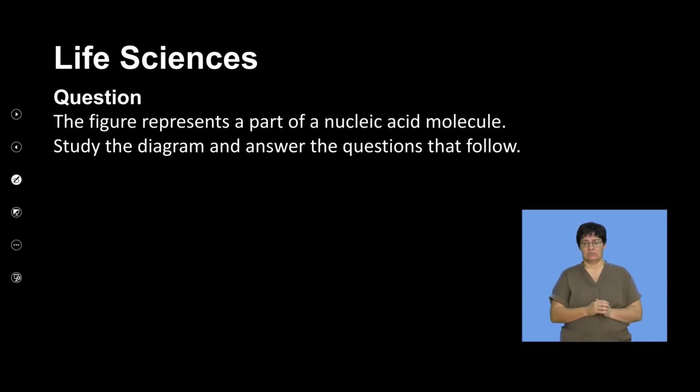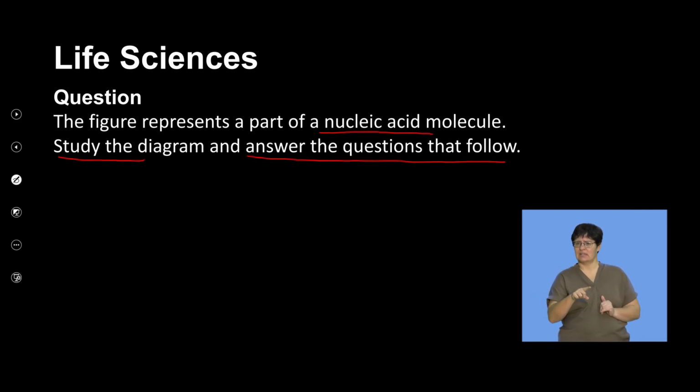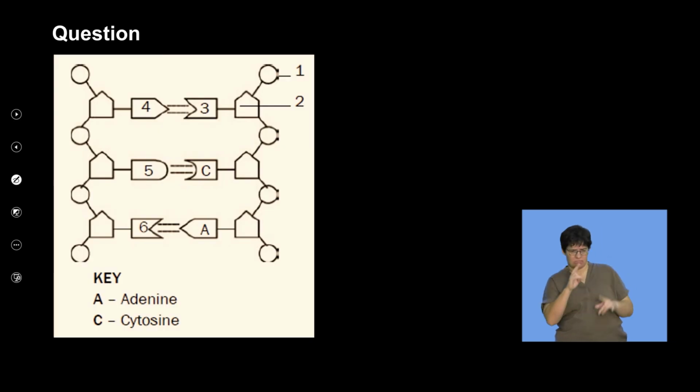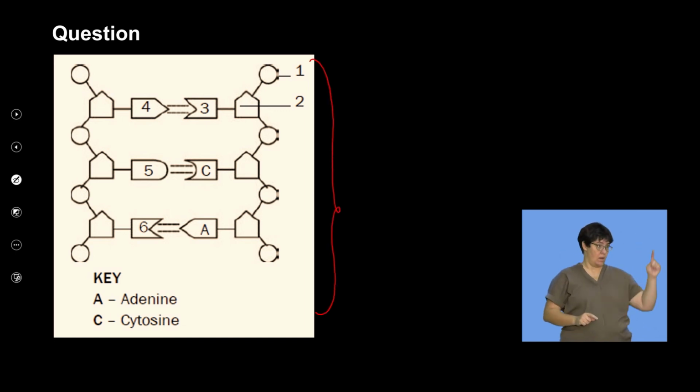The figure represents a part of a nucleic acid molecule. Study the diagram and answer the questions that follow. So let's move on to the figure. So here we're seeing a figure that shows you part of a DNA molecule. Let's try and study this figure and answer the questions that follow. Again, this is a very schematic representation of DNA. And you can see that it has 2 strands. So you've got the one strand here, and you have the other strand, which is on the other end.